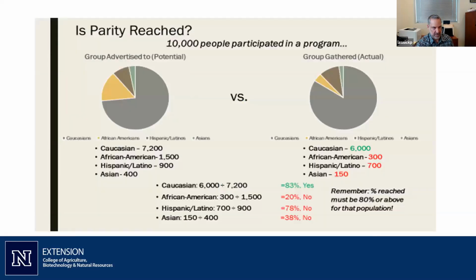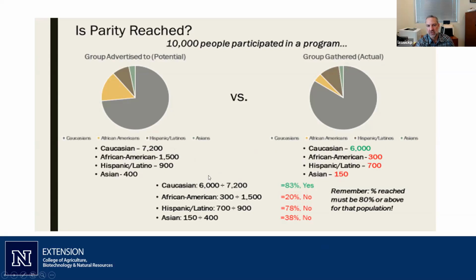Another example, here is a slide of the pie chart. On the left is potential, and the right is the actual people that you reached. And we'll talk about how you document that in just a minute. But this is just a broad overview of parity. So in this example, let's say this slide is who's out there, this group who attended your class or your program. So if you take 6,000 Caucasian folks out of 7,200 possibility, you're in parity.